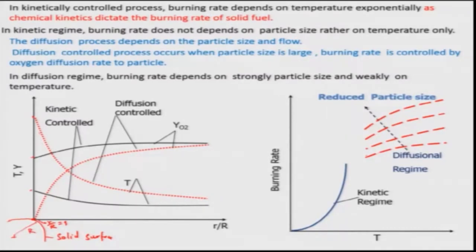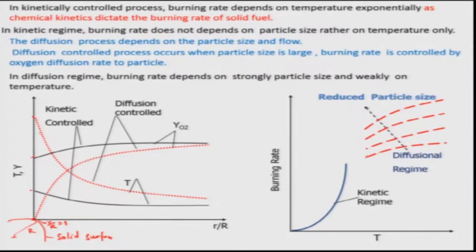And the oxygen level on the solid surface for diffusion controlled combustion is quite low, in some cases almost zero, and then of course it increases asymptotically to the actual oxygen values available in the ambient or atmosphere, if the combustion is occurring under open conditions. So, you can see there is a drastic difference between the kinetic control combustion of solid fuel and diffusion control combustion of solid fuel.